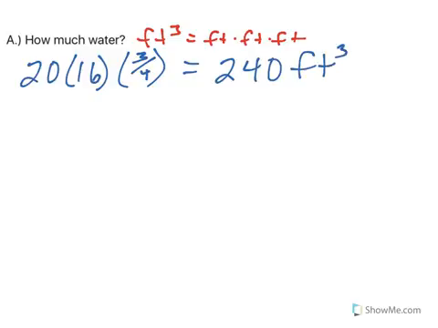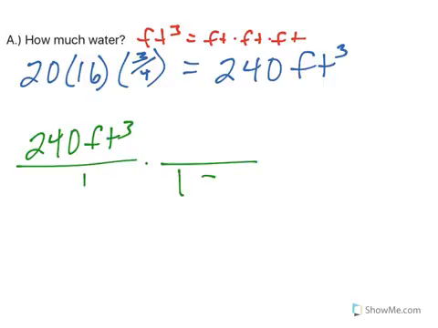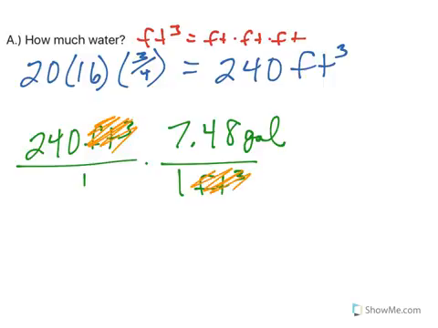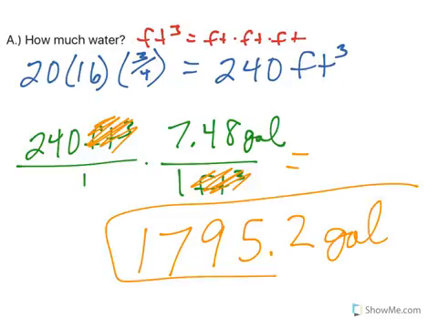That is super depressing. But when we talk about how much water is that, well, 240 cubic feet, we know that 1 cubic foot is approximately 7.48 gallons. So this conversion makes my cubic feet go away, and now it's going to put me in gallons. So when I multiply across my numerators, I have 1,795 and 2/10 of a gallon of water. And so because the problem says round to the nearest tenth, there's my gallons.